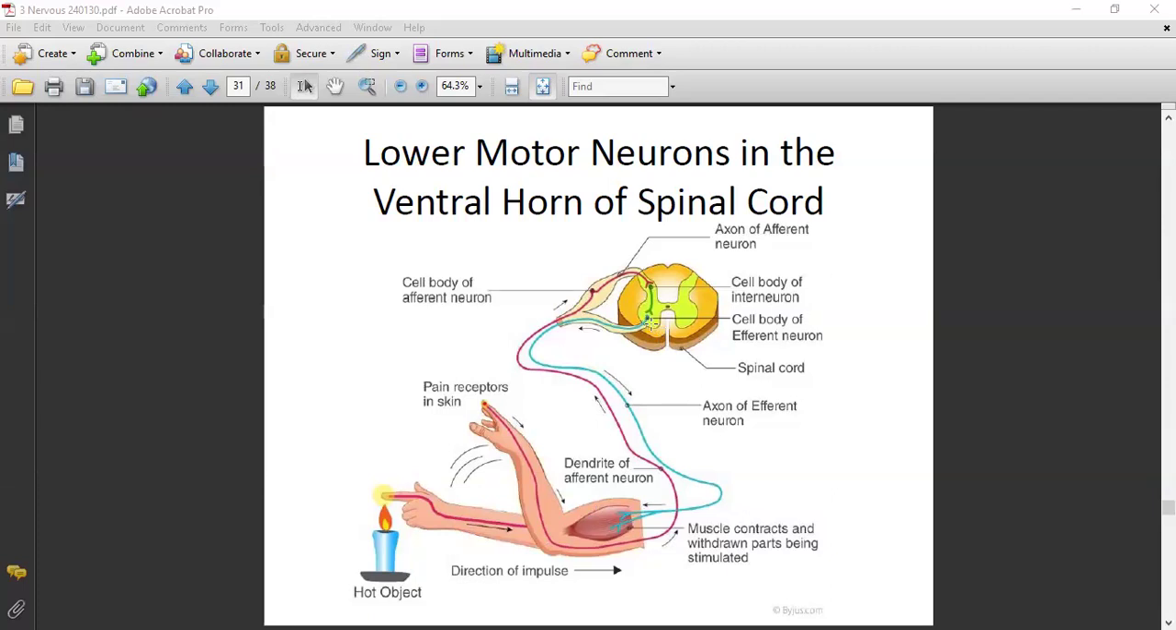in the ventral horn of the spinal cord. I write it down here: ventral horn of the spinal cord. And as for the sensory, it's right here in the dorsal root of the spinal cord. So you're going to see this in the quiz question.